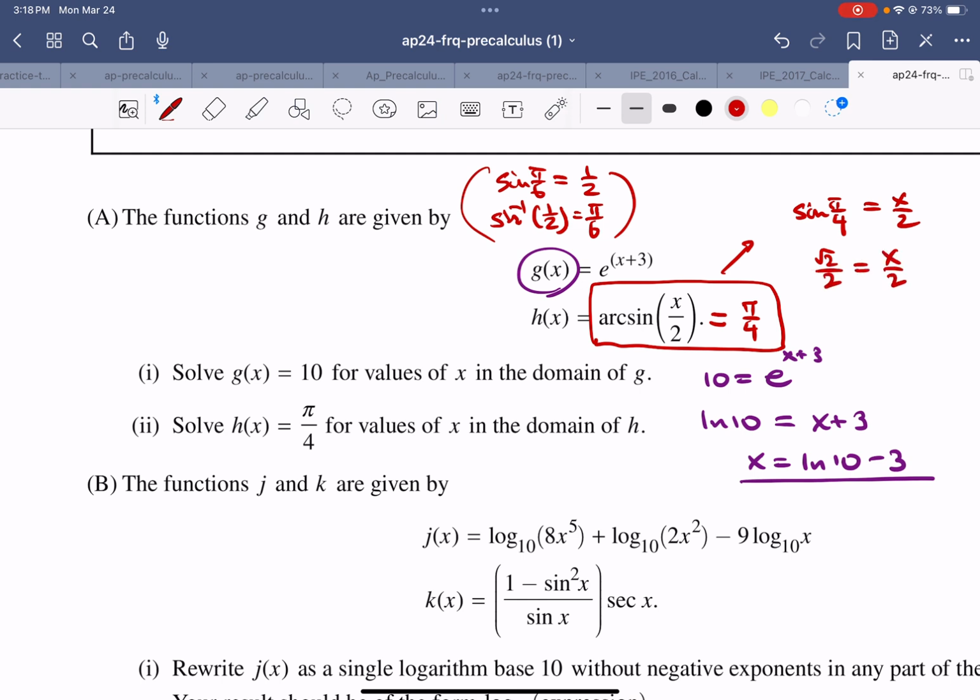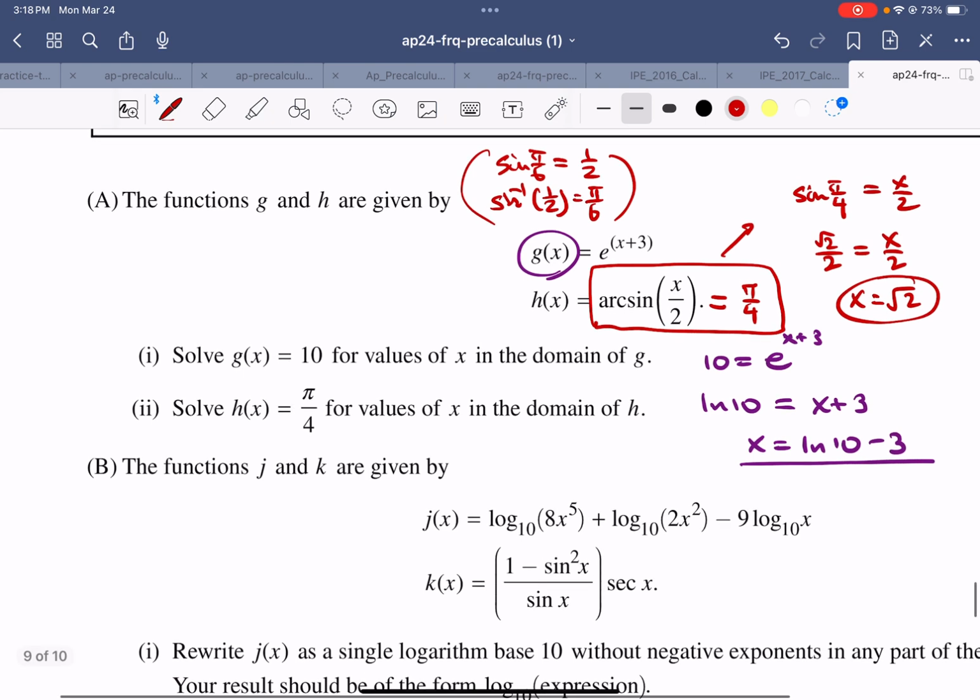That is x over 2. So when you multiply 2 both sides, then x is root 2. So that's the final answer. Okay, leave it like that. Is it in the domain? Yes. Root 2. Yeah, that's in the domain.